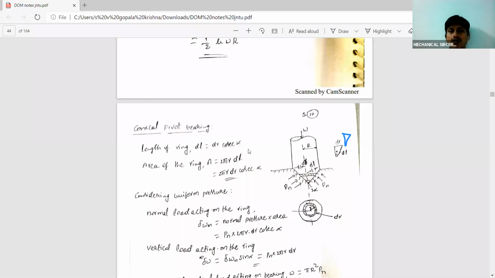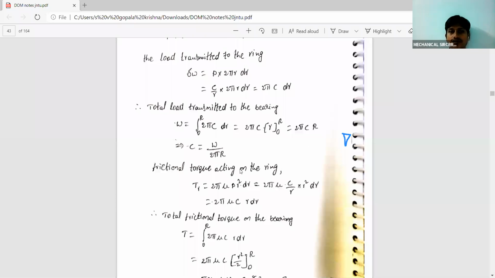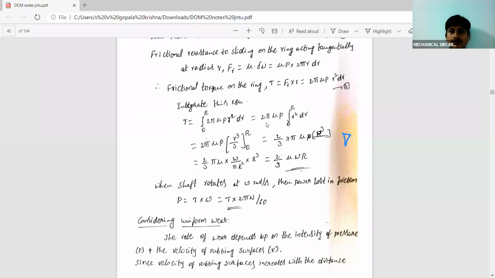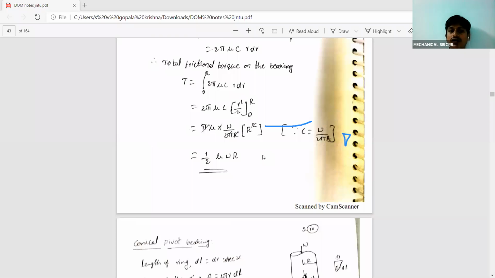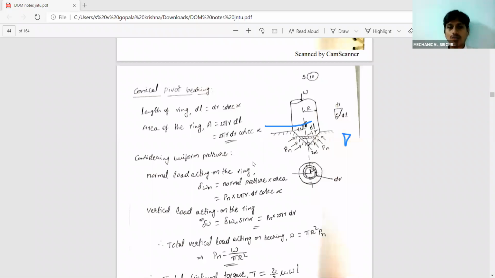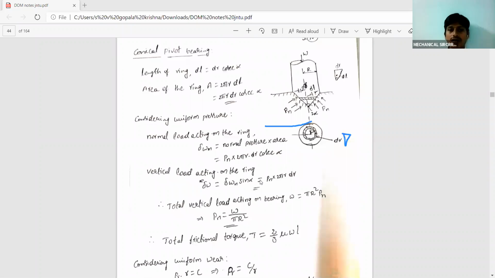What is the smallest element? 2 pi mu p r square dr. All of you observe the first derivation. 2 pi mu p r square dr. This one they may write directly, but additionally it is multiplied by cosecant alpha. The small element is 2 pi mu p r square dr into cosecant alpha.